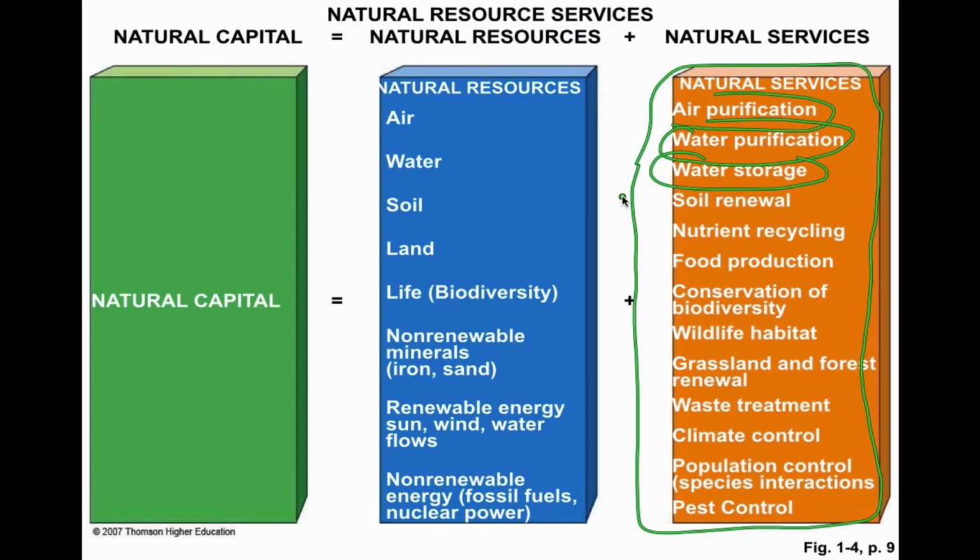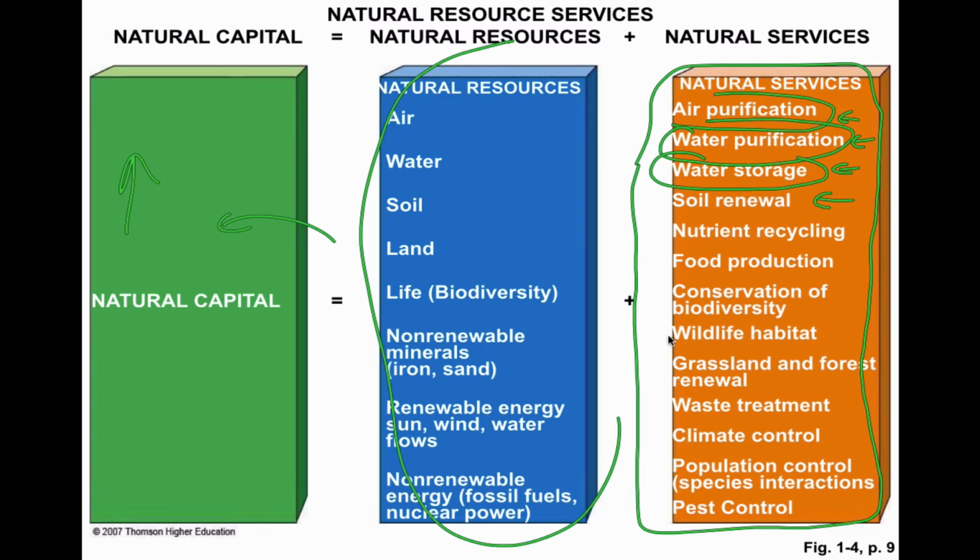And it does it without thinking. It just does it. These are just natural cycles. What we need to do is understand how each and every single one of these services works. By understanding how these work, we can see how we can maintain these resources to keep our natural capital up for future generations. This is what this class is about.